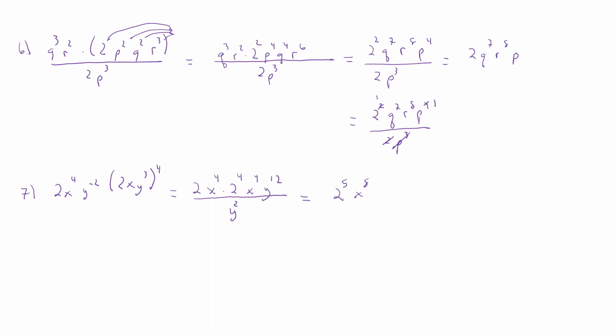Okay. Now we have a y here and a y here. So we can either take 12 minus 2 is 10 and say, okay, that's y to the 10. Or we can say, well, 2 of those cancel 2 of those, and we're left with 10 there. So either way, we still get y to the 10th. Okay. And so then that would be our answer. All right, let's do another one.